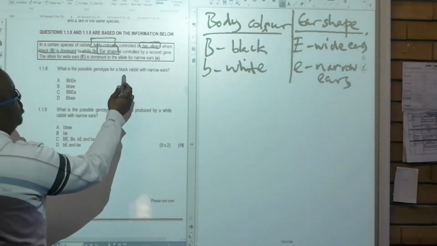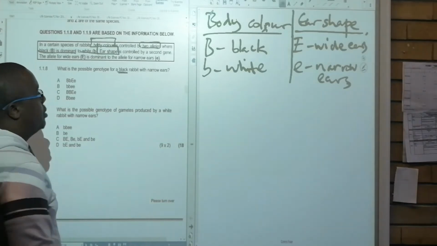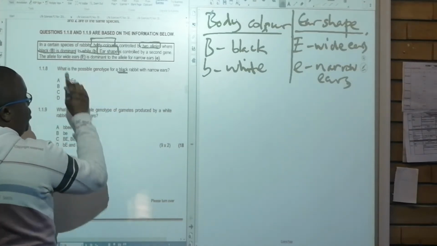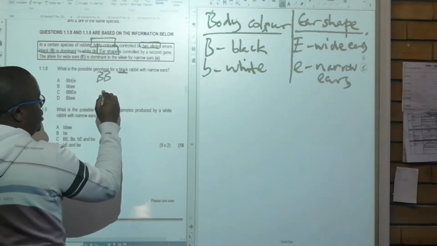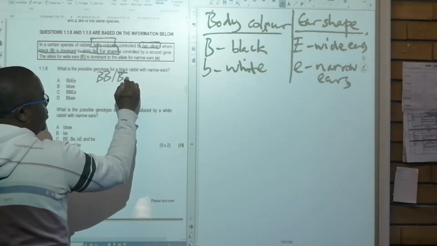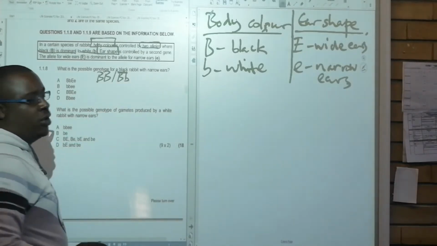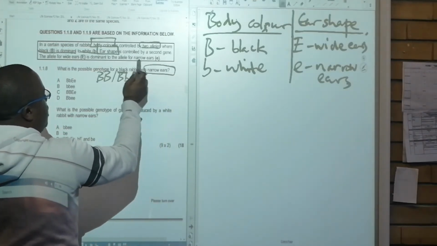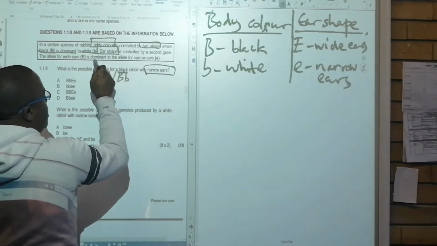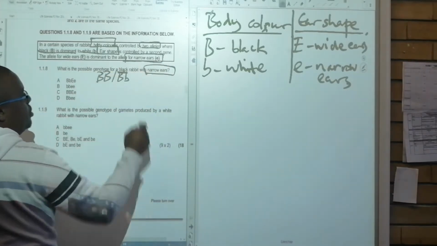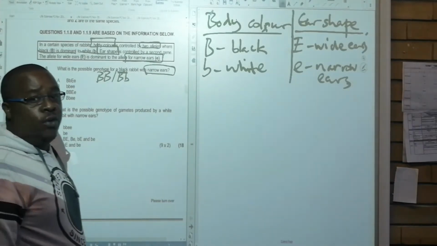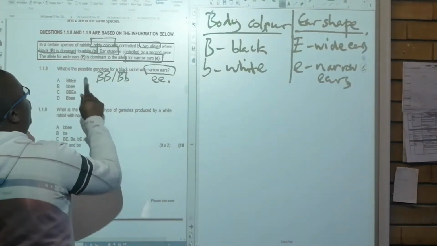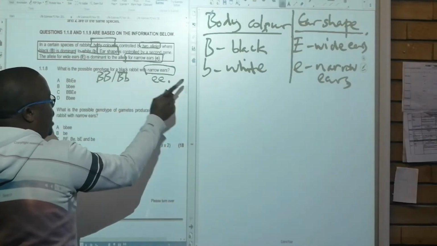What is the possible genotype for a black rabbit? For you to get this phenotype of black, because it is the dominant one, we're going to find it either like this, or like this. Either homozygous dominant or heterozygous. And the black rabbit has narrow ears. From what we know here, this is a recessive allele. If it is a recessive allele, there is only one way we can find it in our genotype, it has to be this. So what is the possible genotype for a black rabbit with narrow ears?